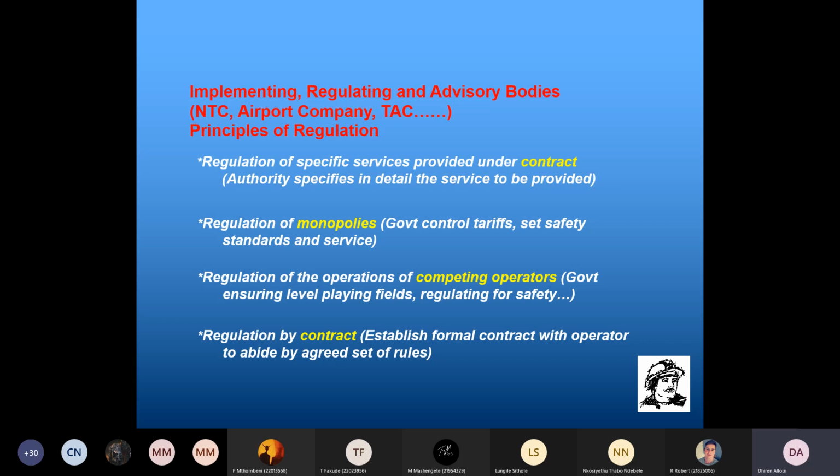And then, of course, by contract, where you establish a formal contract with an operator, say a bus operator, and that bus operator will have to abide by the agreed set of rules. Again, if you go to your notes, you will see a little more information on this.